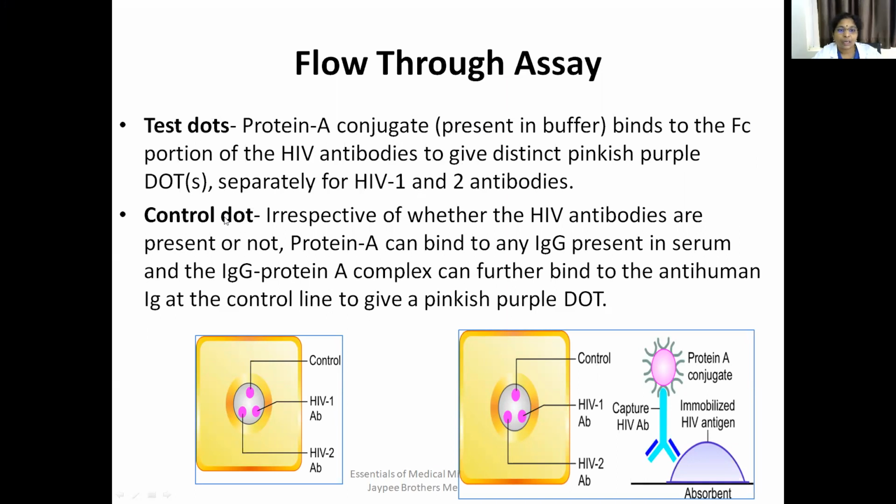What is happening to the control region or control dot? Irrespective of whether HIV antibodies are present or not in the sample, protein A present in the buffer can bind to the internal control antibody present in the control region. So protein A present in the buffer will bind to the internal control antibody present in the control region, and it will give a pinkish purple dot in the control region.